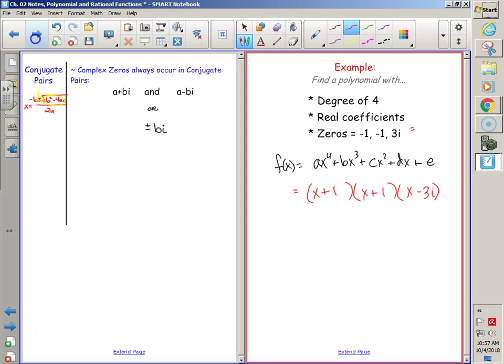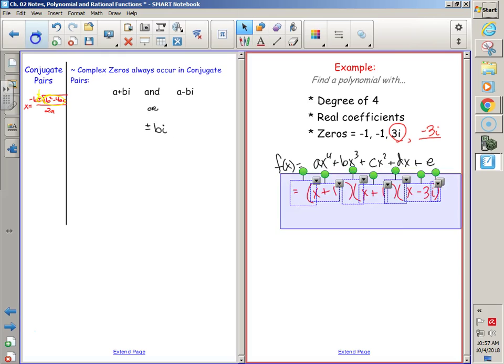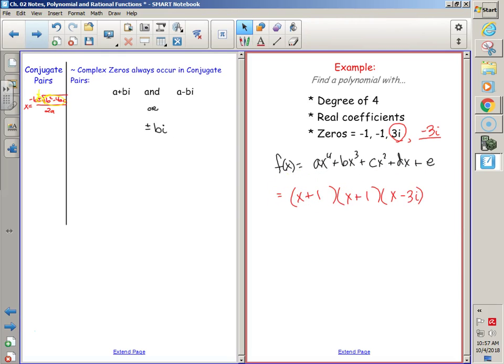Remember, if these are a's, now it's starting to get confusing with the notation. If these are zeros, I can turn them into factors by just going x minus that number. Wait a minute, hold on, that's only a cubic. They didn't give me everybody. How many zeros should this have? 4. Little stinkers. They expected us to figure out there's also a negative 3i. So it's not just going to be x minus 3i. There's also going to be x plus 3i.